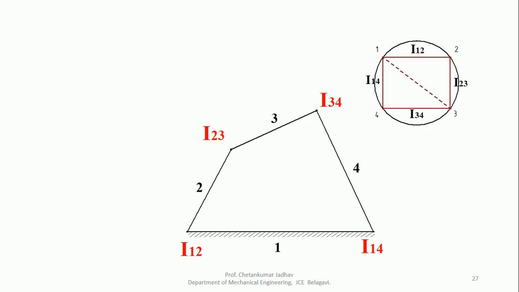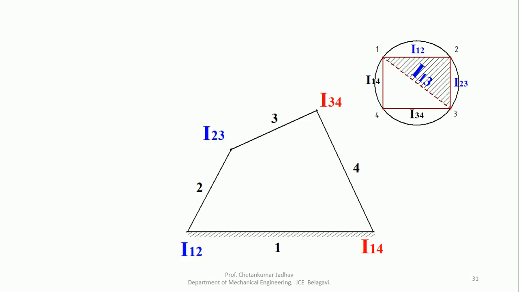To locate the 5th instantaneous center, that is I13, we will join point 1 and point 3 with a dotted line as shown in the figure. From the figure we can say that the dotted line 1, 3 is part of 2 triangles, that is triangle 1, 2, 3 and triangle 1, 4, 3. From the upper triangle, that is 1, 2, 3, we can say that the instantaneous center I13 is present on the extension of I12 and I23.